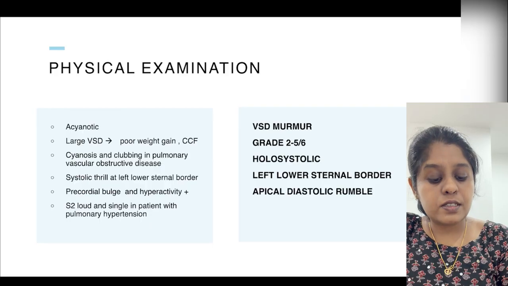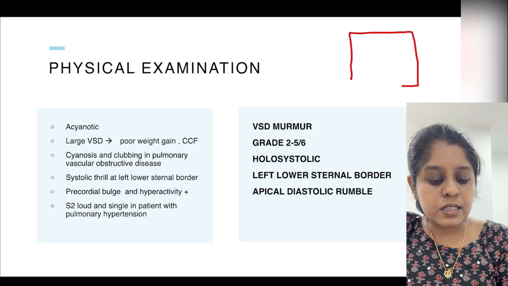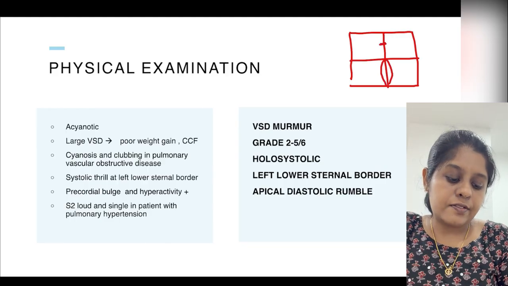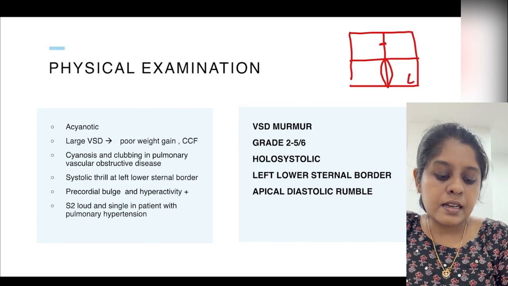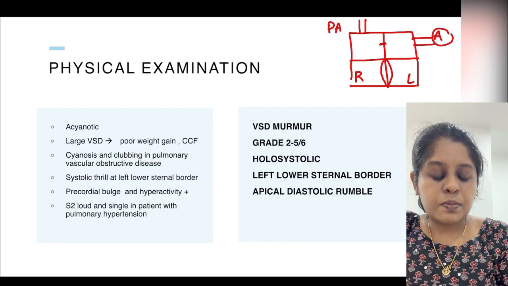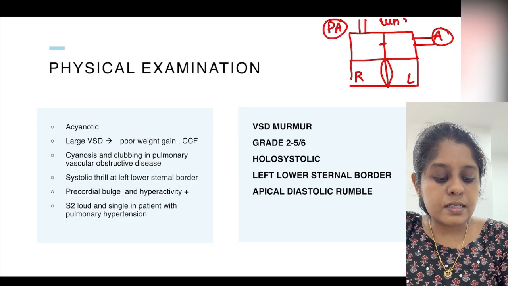Coming to the pathophysiology of VSD, so assume that this is a heart with 4 chambers. This is the atrial septum. This is the ventricular septum where you have the defect. This is the left ventricle. This is the right ventricle. We have the pulmonary artery and we have the aorta, which arises from the left side. So the pulmonary artery goes to the lung and the aorta goes to the systemic circulation.